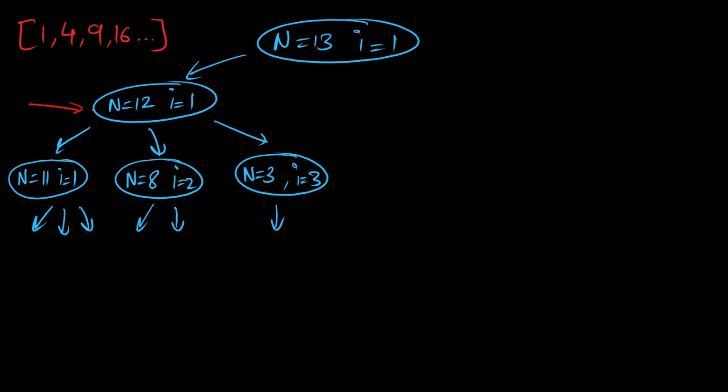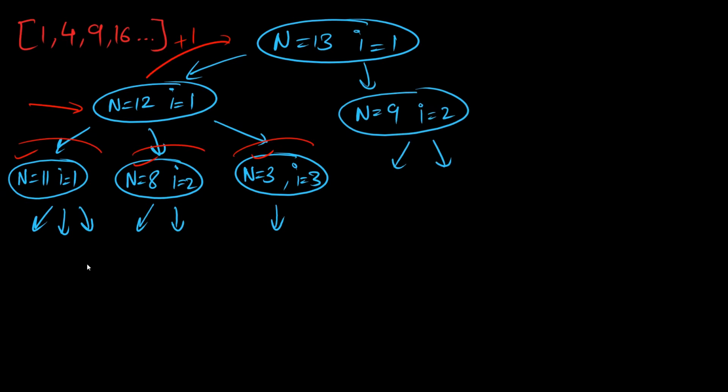Now if you consider this node, all these subtasks will return the minimum number of perfect squares that are needed for n equal to 11, 8 and 3. So for this 12, it has to select the minimum of all 3 answers and it will return plus 1 to it.